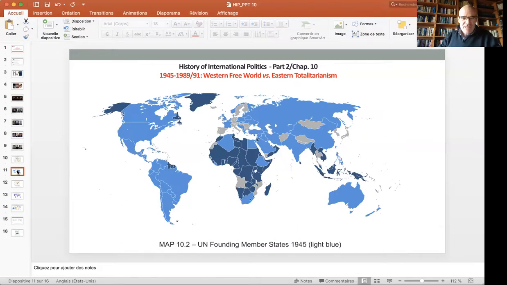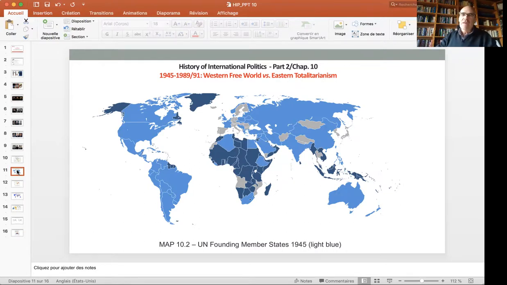Article 2.7 refers to the internal dimension of the sovereignty principle. I quote: nothing contained in the present charter shall authorize the United Nations, that is to say, the members of the United Nations, to intervene in matters which are essentially within the domestic jurisdiction of any state. No interference in the domestic affairs of a state by any other state.